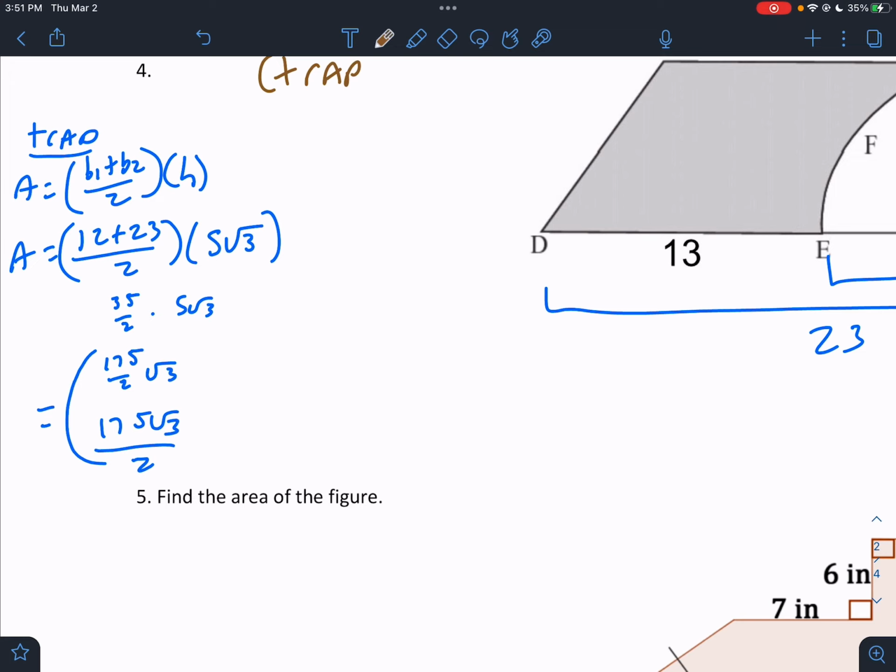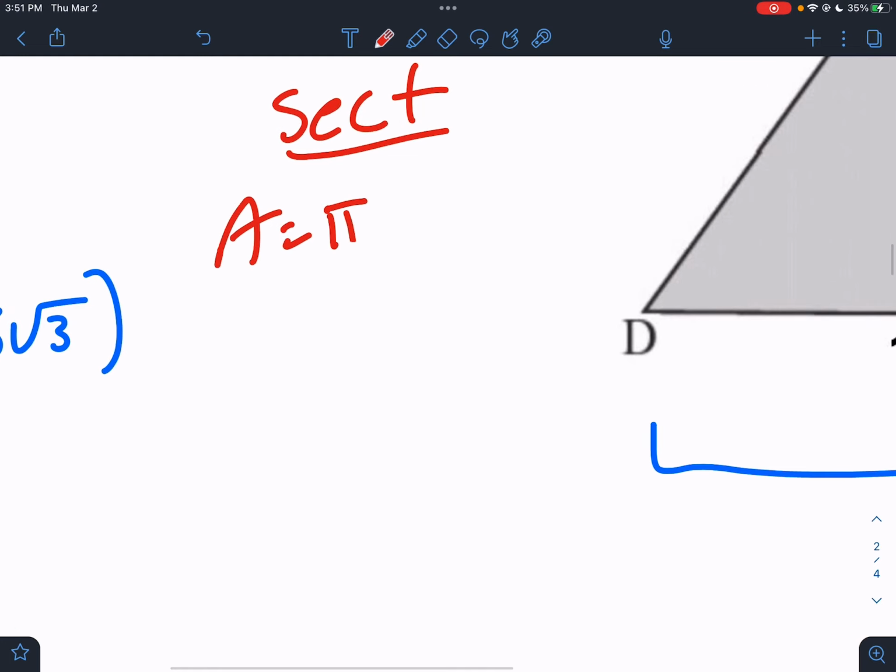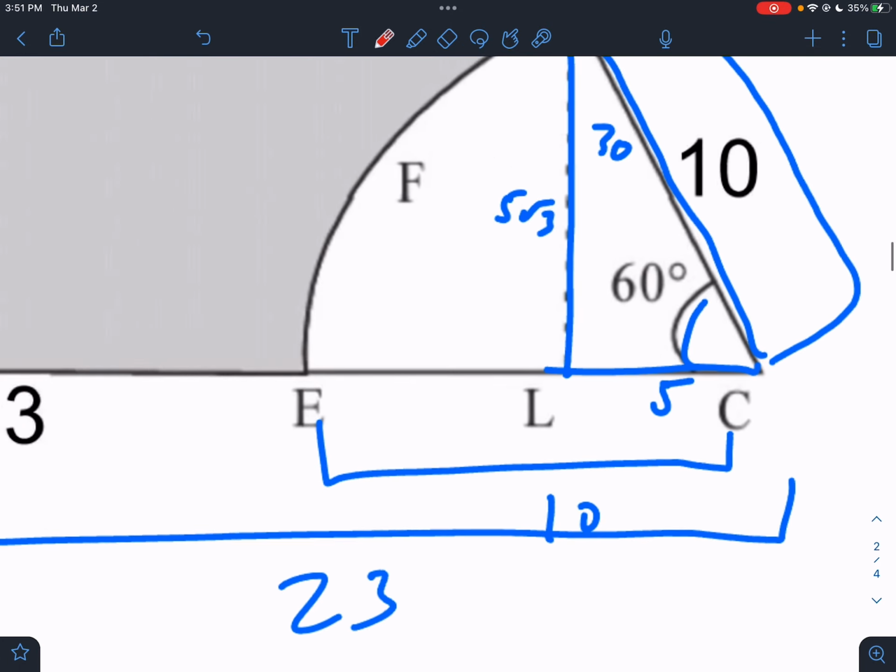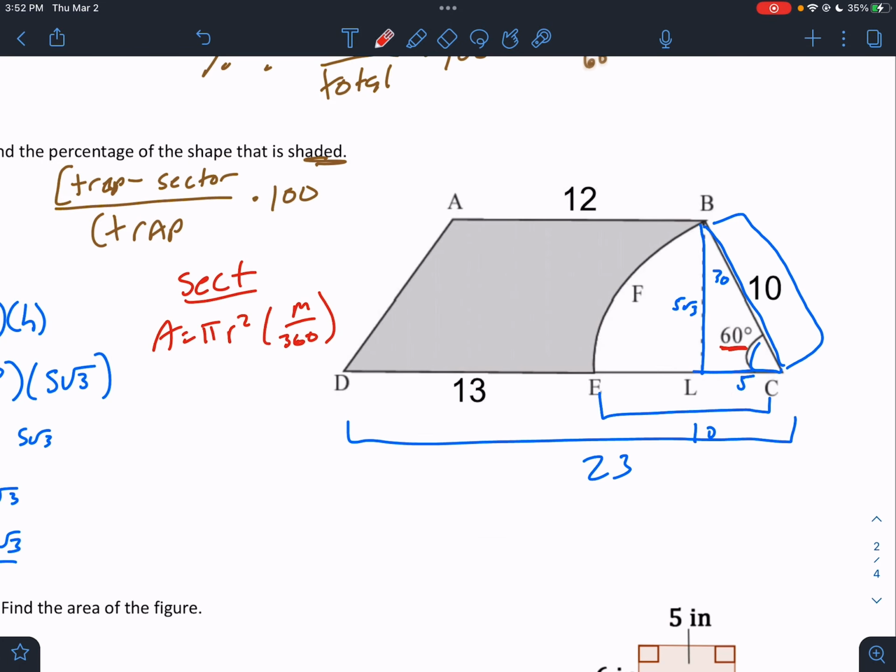Oh, we already did brown. Let's go work on the sector. Area of a sector is the entire circle times the part that we have. Now, if you have a whole circle, isn't that 360? So that would be 360 divided by 360. Well, that's just 1. So that means the whole circle is just pi r squared. But how much of it do we have? We have 60 degrees. So I'm going to reduce that. 60 out of 360 is 1/6.